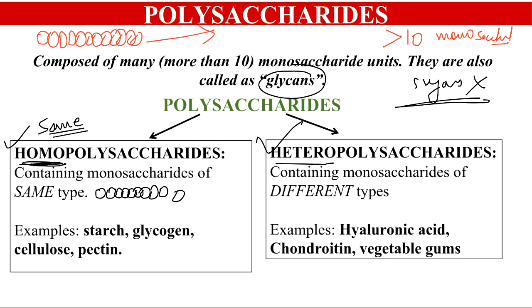For example, let's say glucose and then galactose. Glucose, galactose, glucose, galactose, something like this. So there is not only one single type of monosaccharide present, but rather different types. Okay.